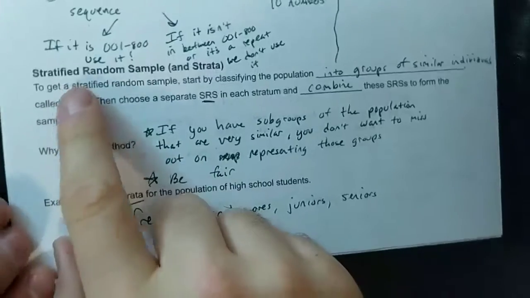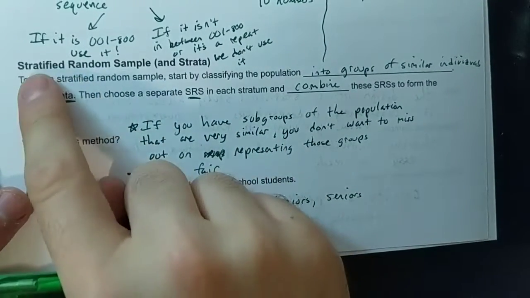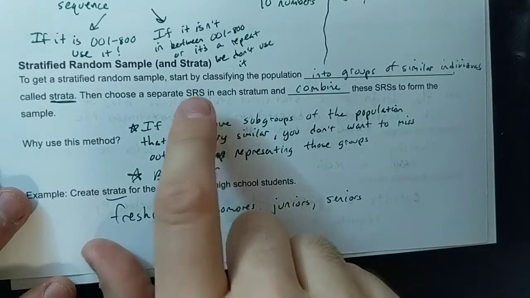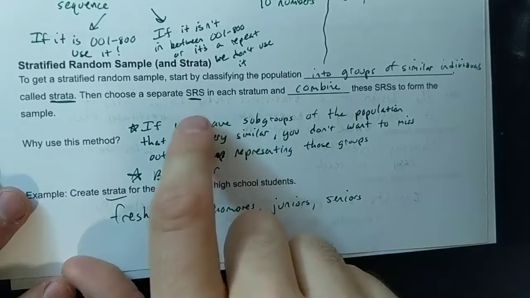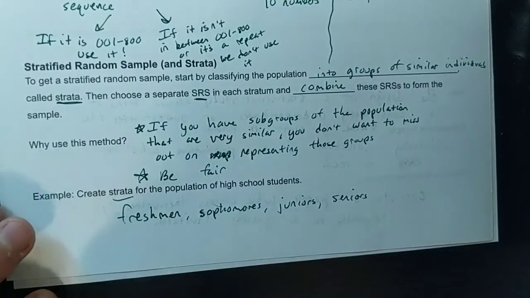We don't use SRS for this one. When we say SRS, we mean simple random sample. I know this one's also SRS, but the simple random sample is going to be the SRS abbreviation. Stratified random sample will always write out as a stratified random sample.